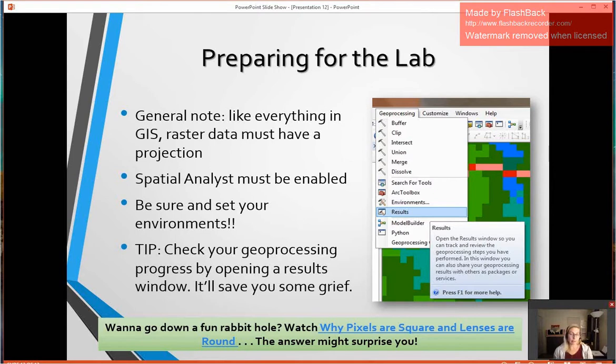If you want to go down a fun rabbit hole, I highly recommend watching the video Why Pixels Are Square and Lenses Are Round. Didn't even think that that was a thing, right? The answer might surprise you, because it is entirely arbitrary.